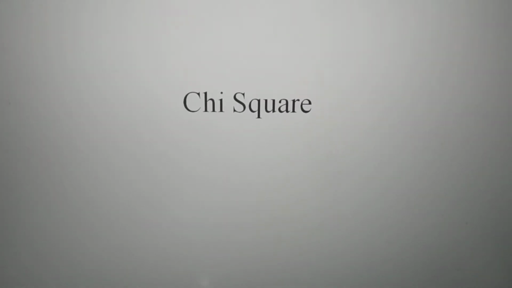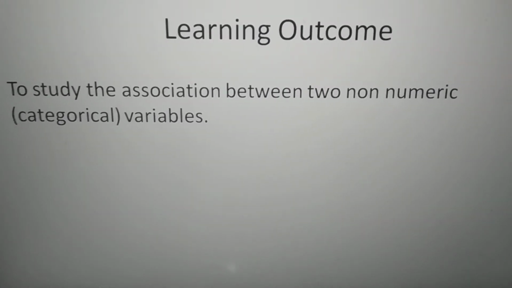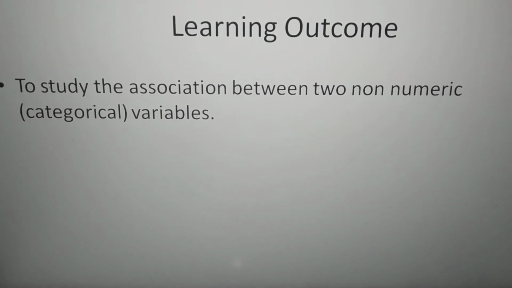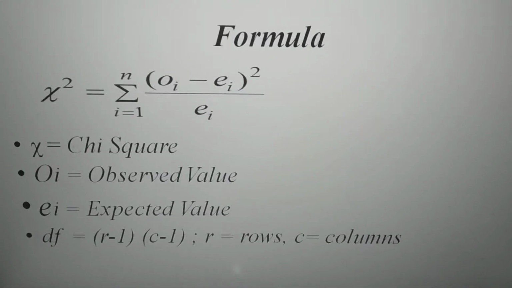Whenever we want to check the association between two non-numeric variables, we check it by chi-square, or we also call it the test for association. So this is the learning outcome of today's video: to study the association between two non-numeric, that is categorical, variables.